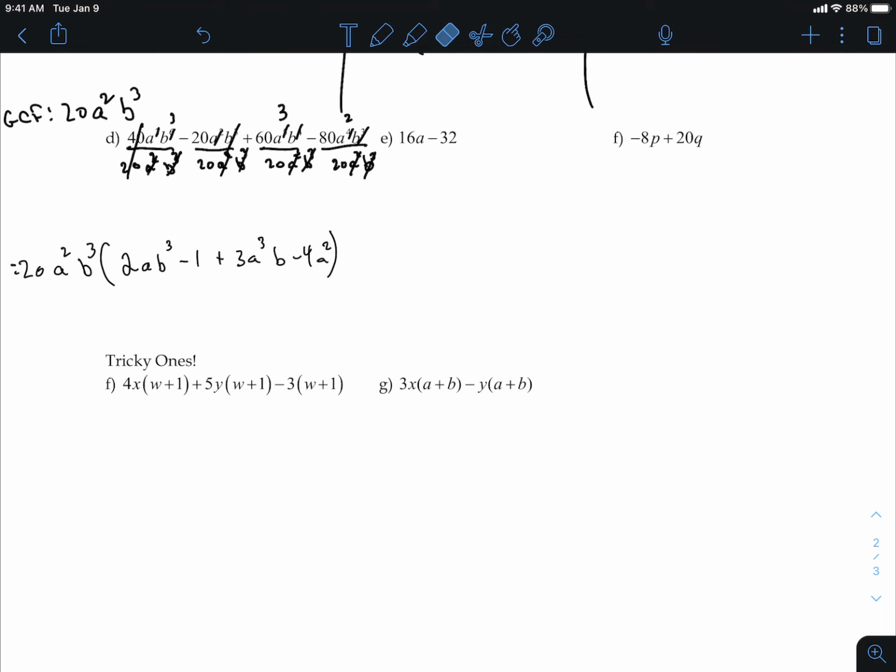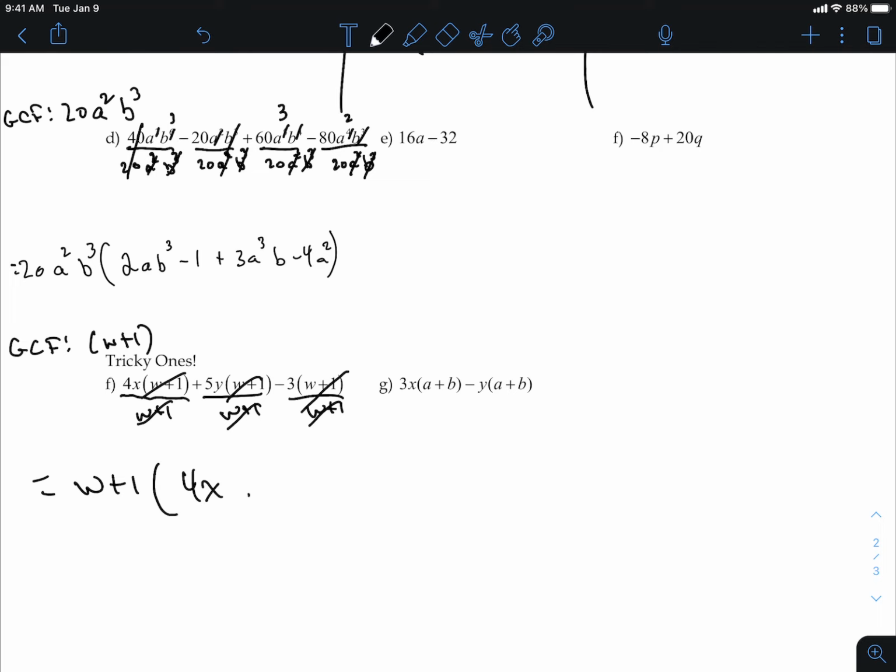Now, the principle does not change, right? We still have 3 terms here. What do you see as common amongst all 3 of those terms? W plus 1 is on all three of them. Okay, so that's your greatest common factor. It's whatever's common amongst all the terms. In this case, it's W plus 1. After you've identified that, all you have to do is divide everything by W plus 1, and remember to write the greatest common factor out front. So what's left? W plus 1 cancels with W plus 1. What's left? 4x plus 5y minus 3.